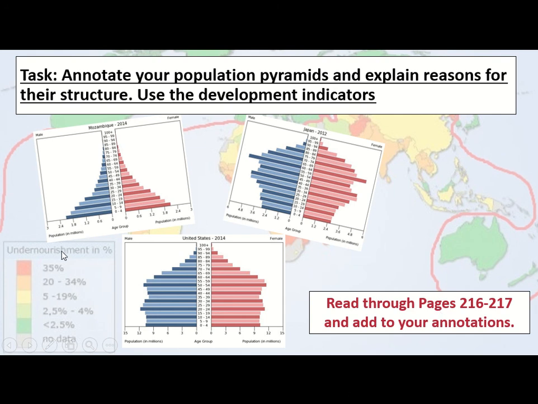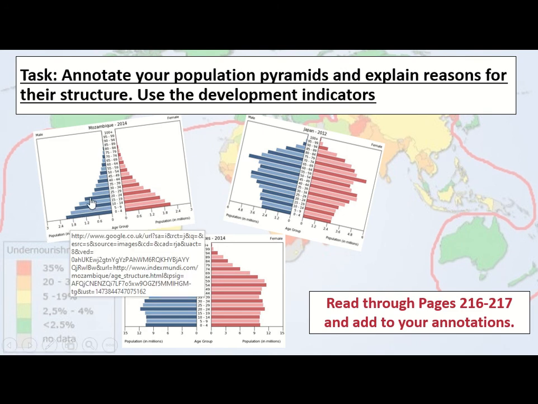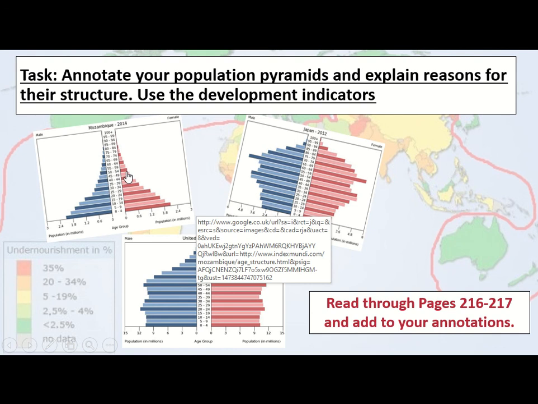So over here, Mozambique, for example, the first thing we notice is the bottom is very wide. If you look at the whole population, structurally speaking, most of the population are in the young dependents category. It's got a high birth rate. High birth rate, less developed country. It's also got a high death rate. How do we know? Because you look at how quickly the pyramid narrows very, very quickly.